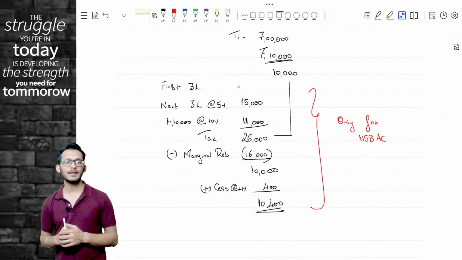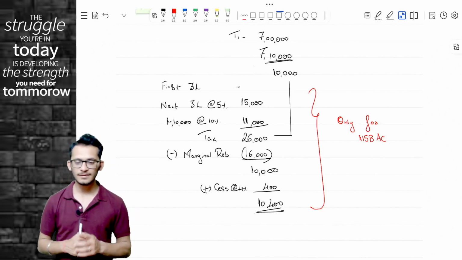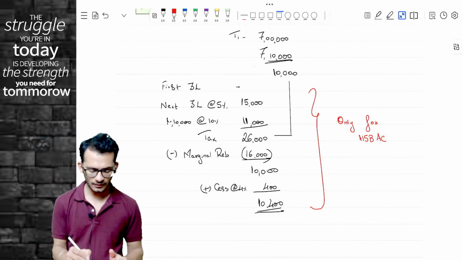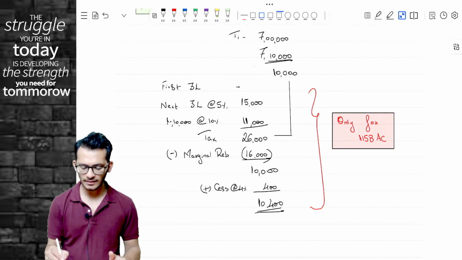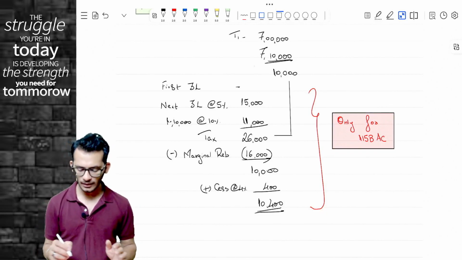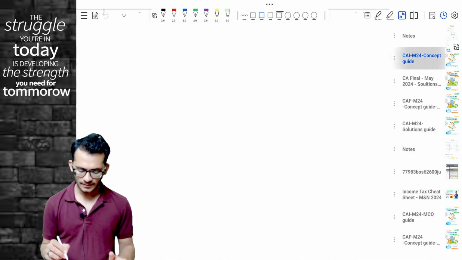Be extremely careful about this. Yes or no? Yes, it is only for section 115BAC. Please mark this as important, because in MCQ questions, this is what will play the game. Yes or no? Yes. Let's read back.